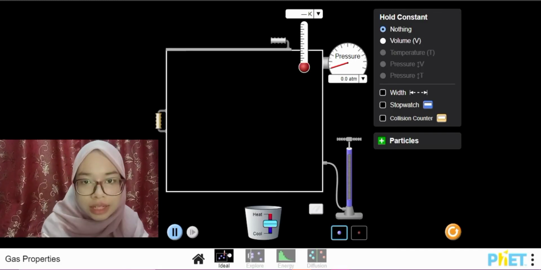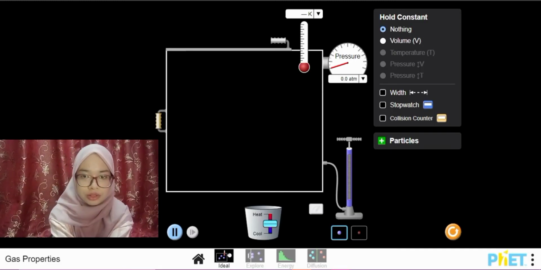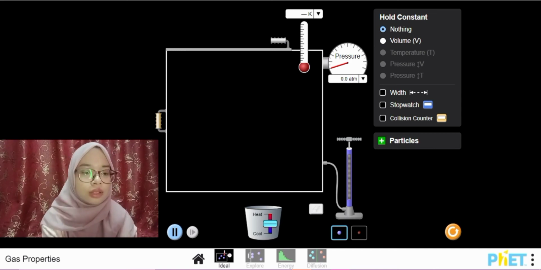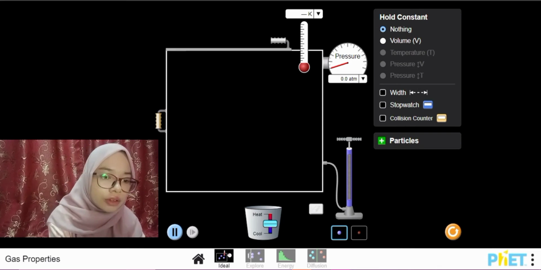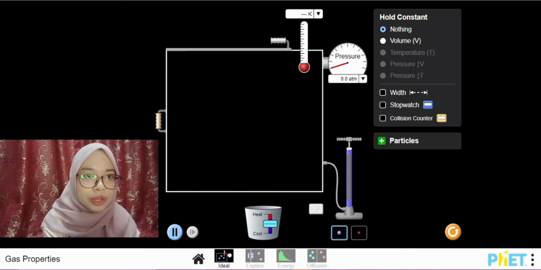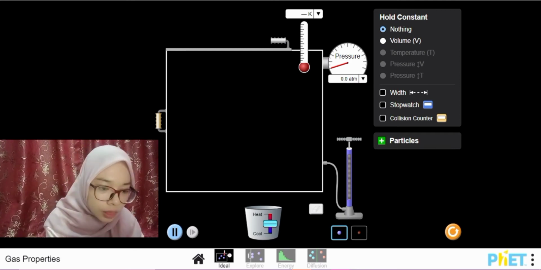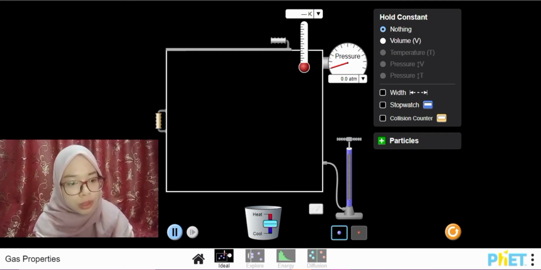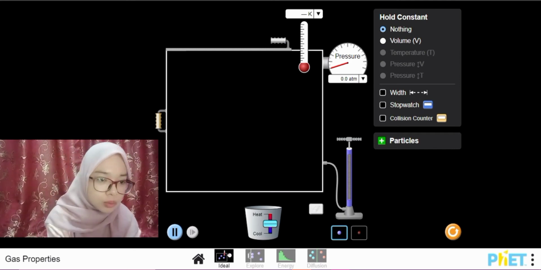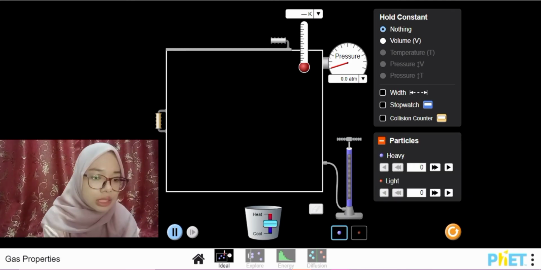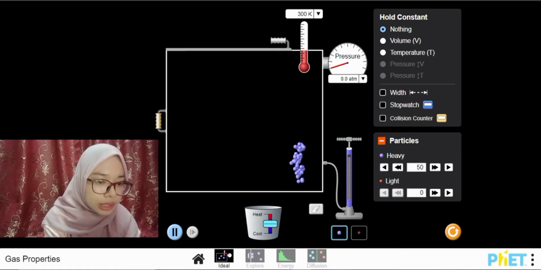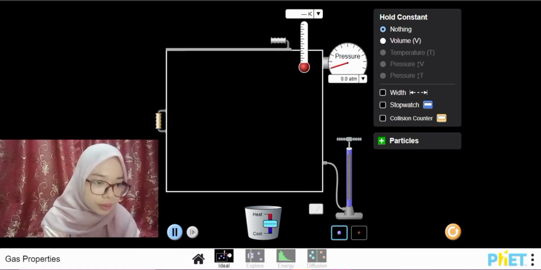Okay, before I start the experiment, I'm going to brief about the instrument and what all the buttons represent. First of all, this is the pump that will pump the particles into the container. The blue one is the large particle, meanwhile the red one is the small particle. Particles can be added into the container by pressing this button like this.